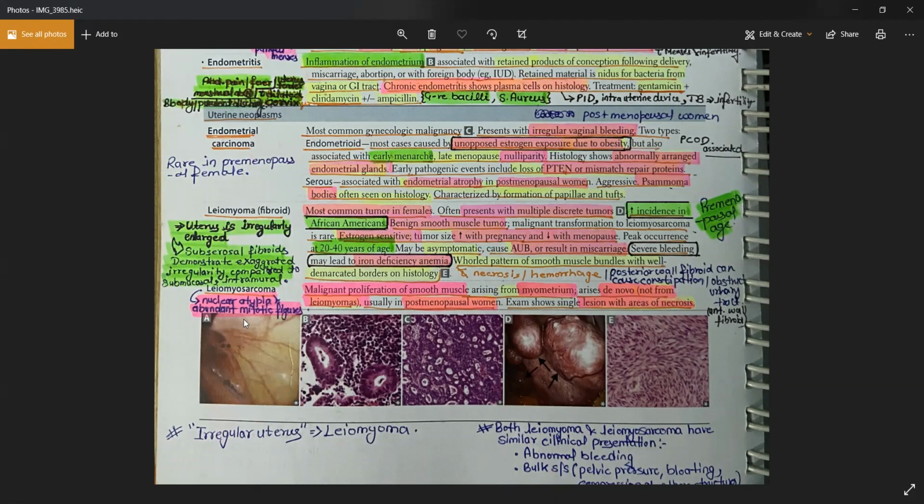However, if you find very slight mitotic figures, a very low NC ratio, and no nuclear atypia, that means this is a totally benign condition. That means it is a leiomyoma. So just based on the histology and the gross examination, you will know whether it is a malignant tumor or a benign tumor. Symptoms will be the same for both of these.